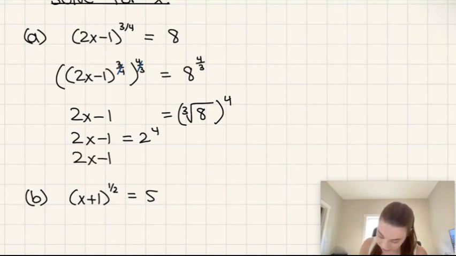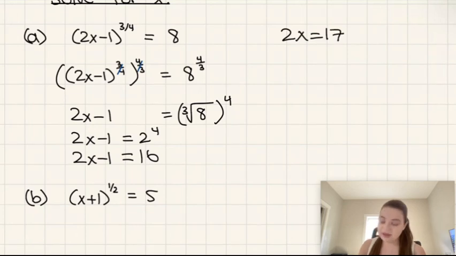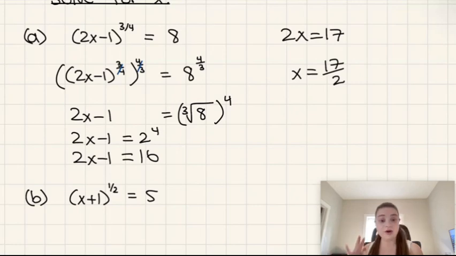So then we're left with 2x minus 1 is equal to 16, and at this point this is just a basic linear equation. We can add 1 to both sides to get 2x equals 17, and then divide both sides by 2 to get the final answer, which is x is equal to 17 over 2. And if you're unsure of that, you can always put 17 over 2 back into the original equation and solve, and make sure that it gives us something that is true.